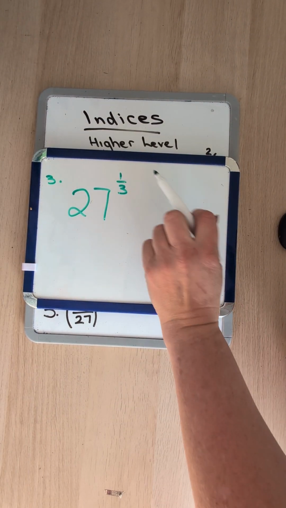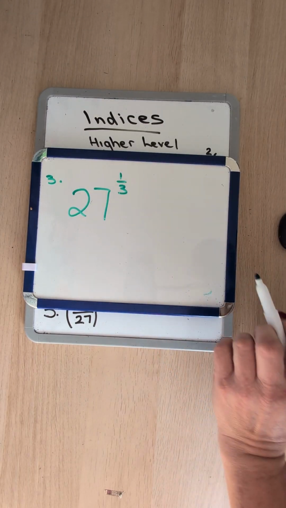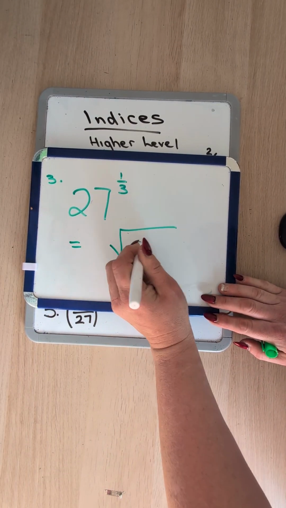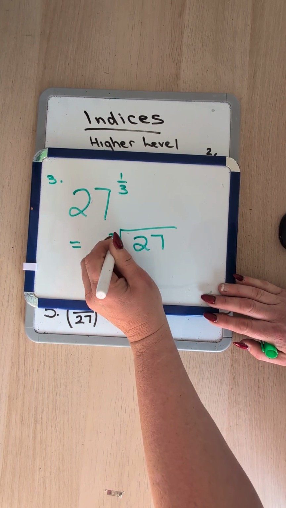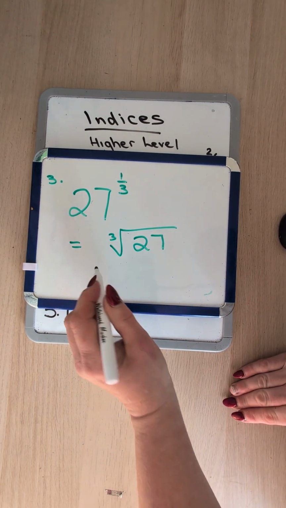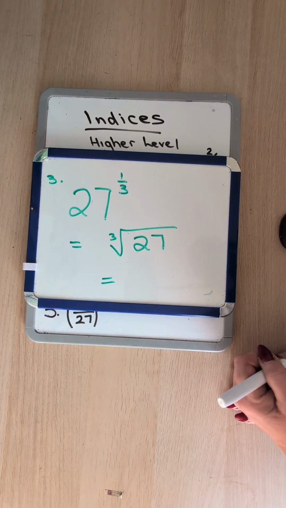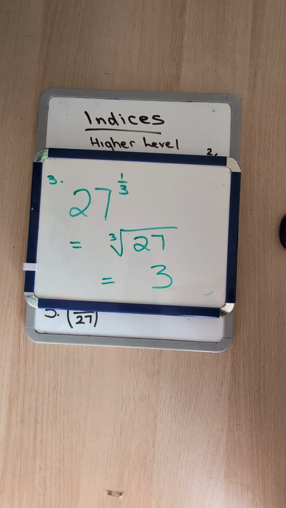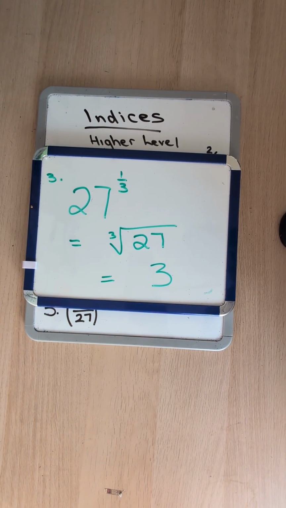So if a power of a half is a square root, power of a third is a cube root. So that is the cube root of 27. So what number multiplied by itself 3 times gives 27? That is 3. 3 times 3 times 3 is 27.